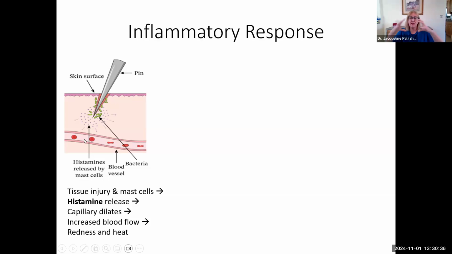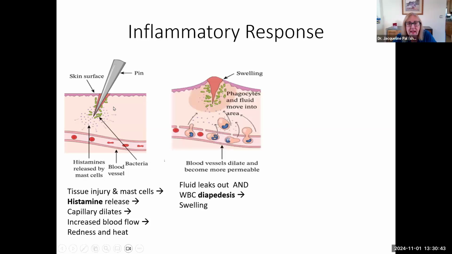Now, the other thing is because the capillary has dilated, the epithelial cells are going to be pulling apart slightly, as you can see in this diagram. See how the cells are pulled apart slightly? So that allows the fluid, the plasma, to leave the blood vessel and go into the tissue, which is going to cause localized swelling. The other thing it's going to allow is for those white blood cells to squeeze between, that process known as diapedesis.